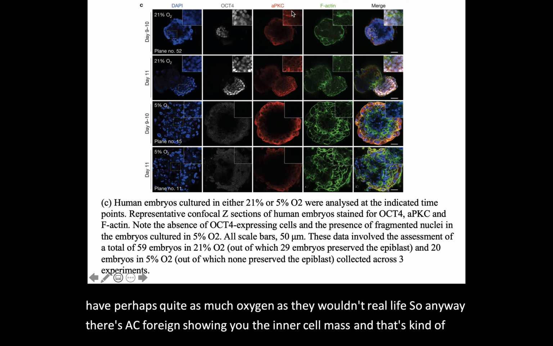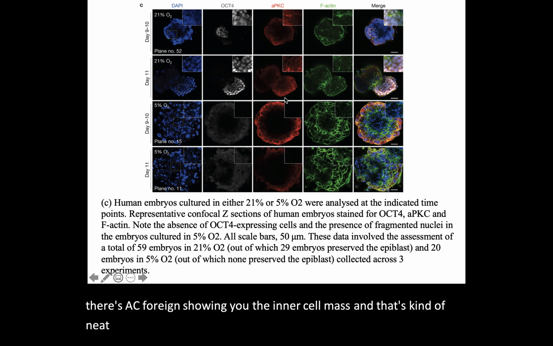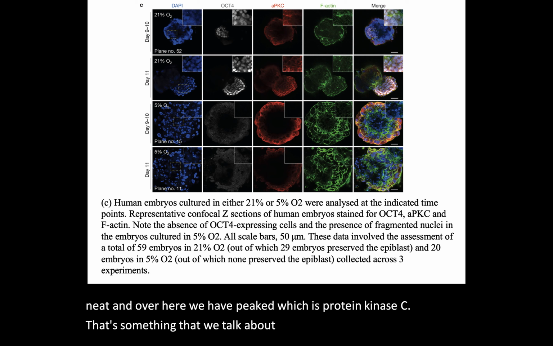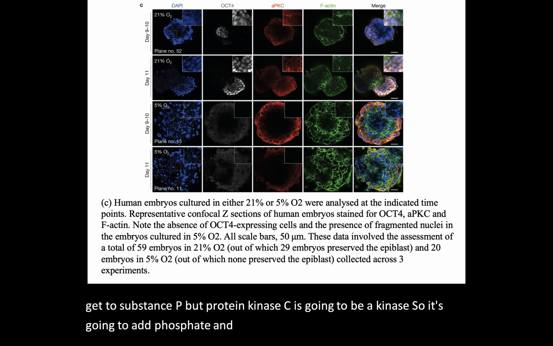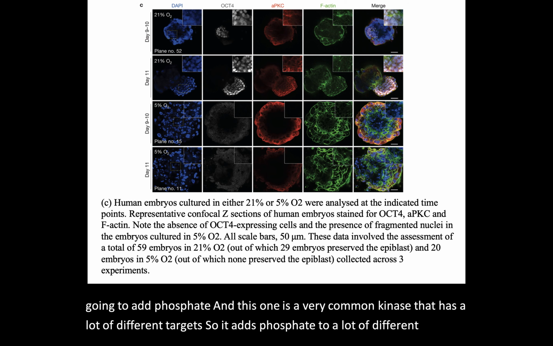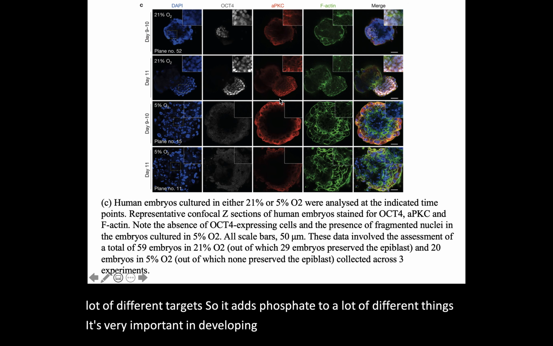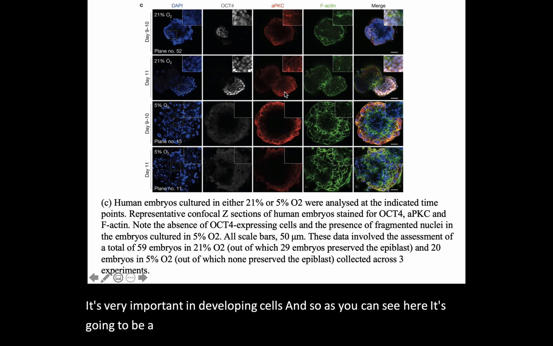And over here we have PKC, which is protein kinase C. That's something that we talk about, I believe, in a later lecture when we get to substance P. But protein kinase C is going to be a kinase, so it's going to add phosphate. And this one is a very common kinase that has a lot of different targets. So it adds phosphate to a lot of different things. It's very important in developing cells. And so as you can see here, it's going to be a marker of the trophectoderm, most likely. It's showing up around the outside.